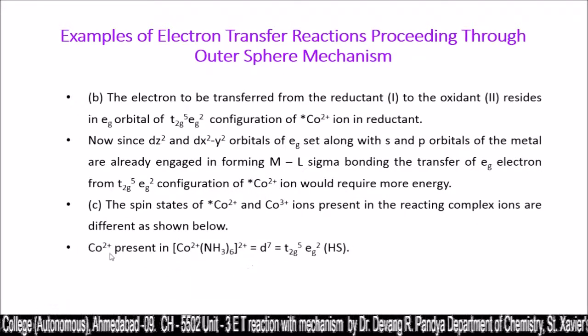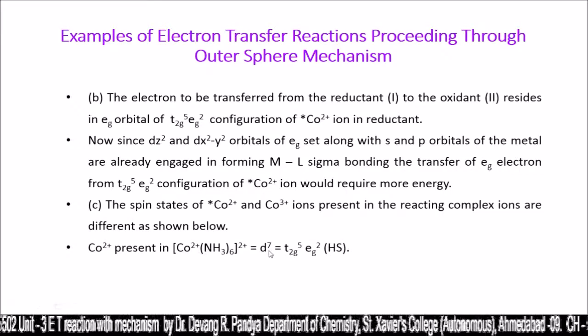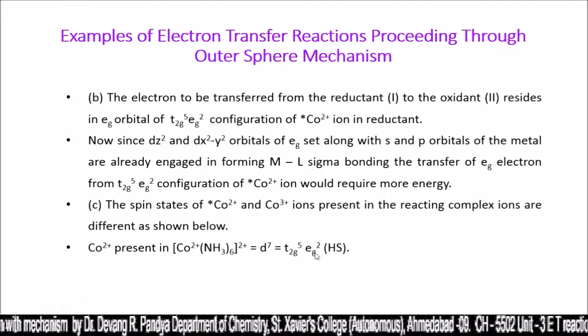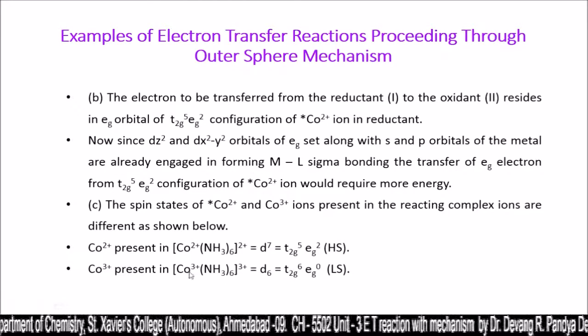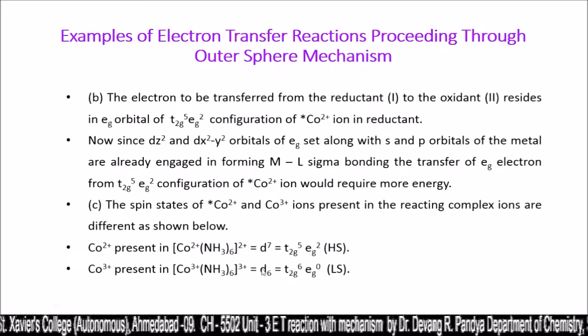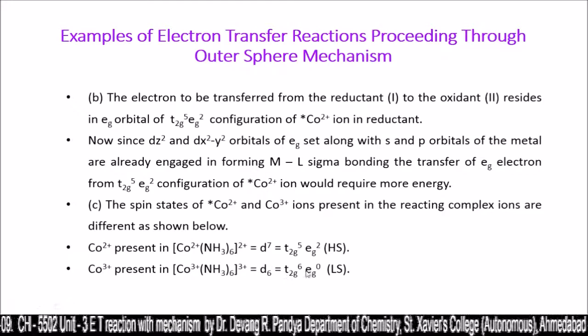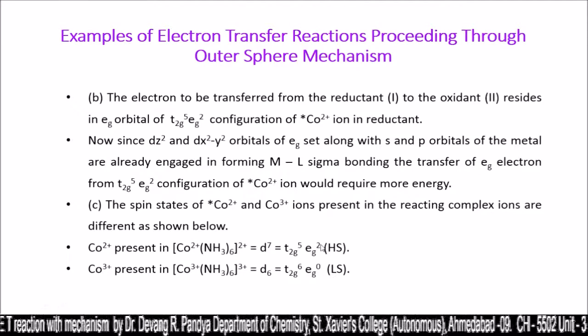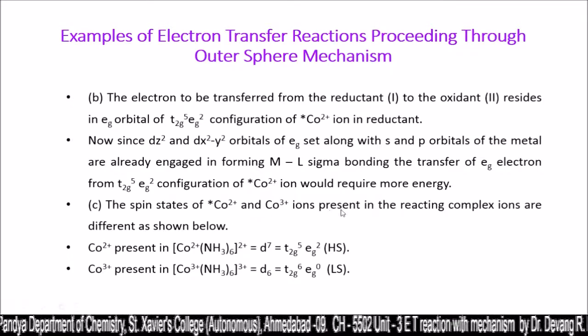Cobalt(II) present in hexaamminecobalt(II) is d7, that is t2g5 eg2, a high spin complex, and cobalt(III) present in the hexaamminecobalt(III) complex ion is d6 configuration, t2g6 eg0, which is low spin. So this transfer from high spin to low spin is a little difficult, and that is why it is slow.